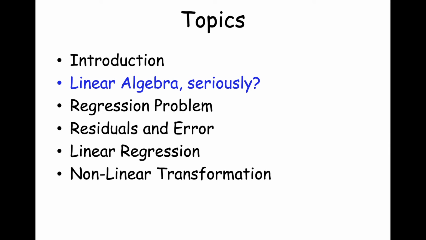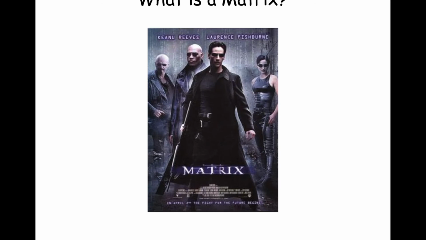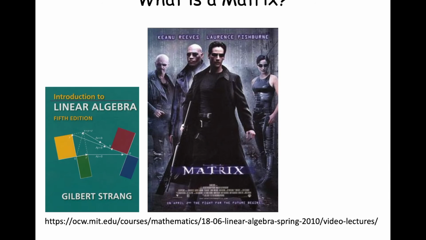So in algebra, the prime focus is on the variable and the scalar, and operations on those variables and scalars. In linear algebra, our focus is a little different. The primary focus is the matrix. Now, of course, it's not that Matrix, the best movie ever, starring Keanu Reeves. It's the other kind of matrix.